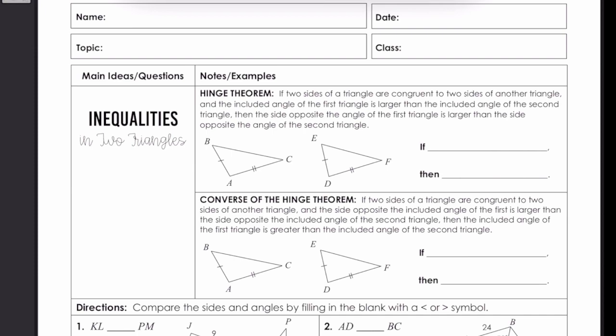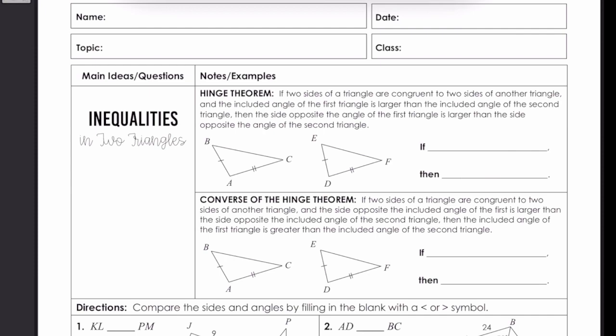It says, if two sides of a triangle are congruent to two sides of another triangle, and the included angle of the first triangle is larger than the included angle of the second triangle, then the side opposite the angle of the first triangle is larger than the side opposite of the angle in the second triangle.